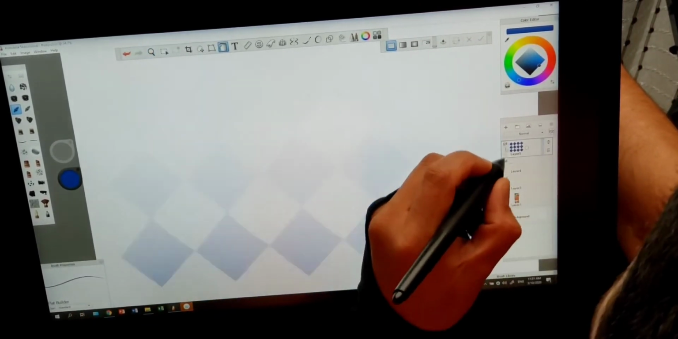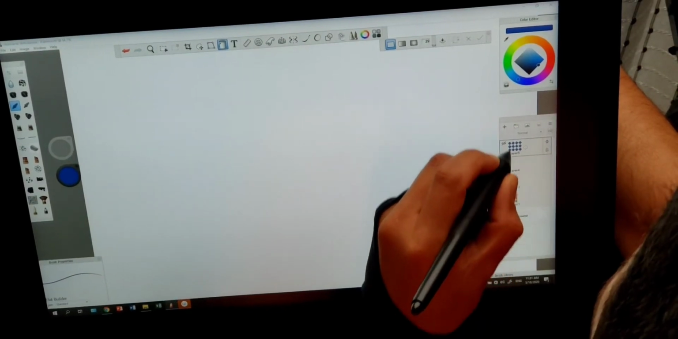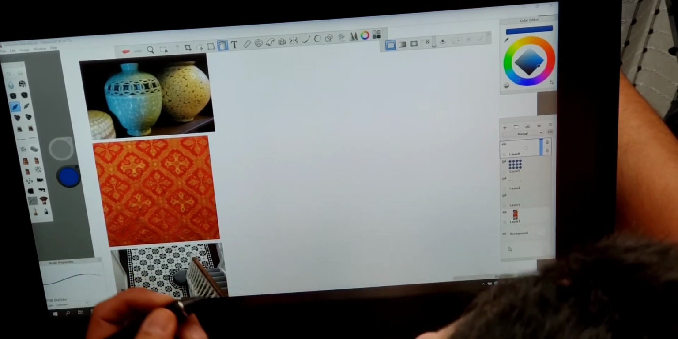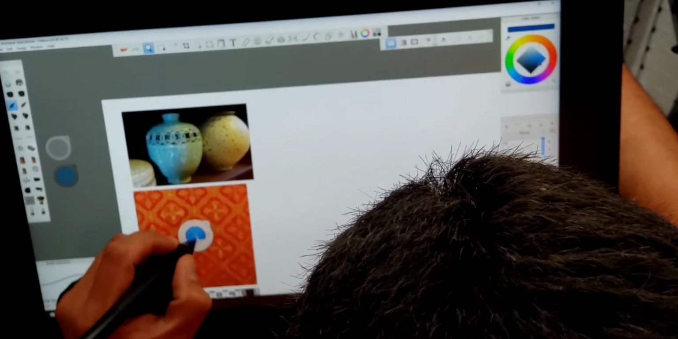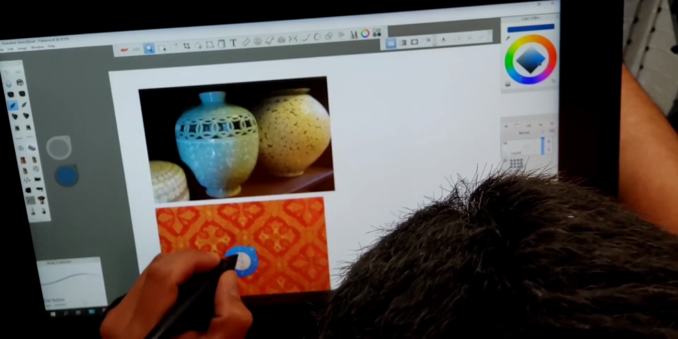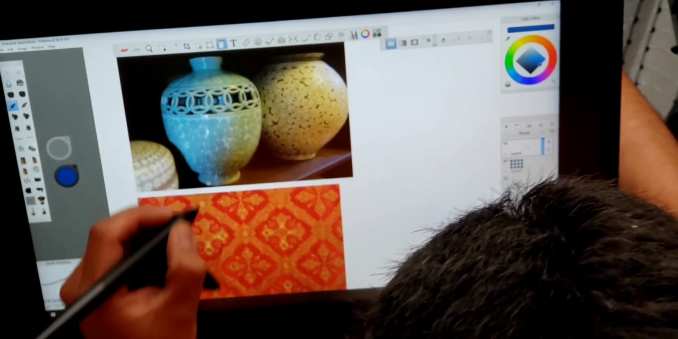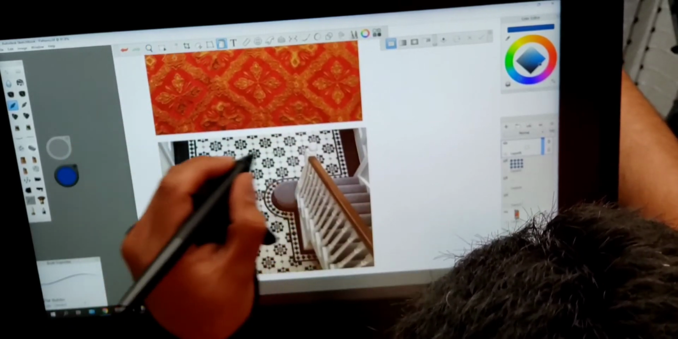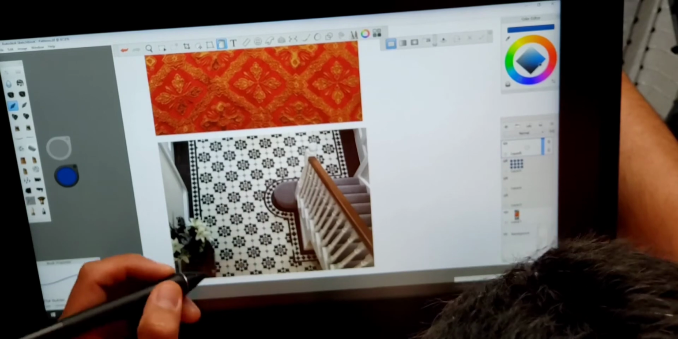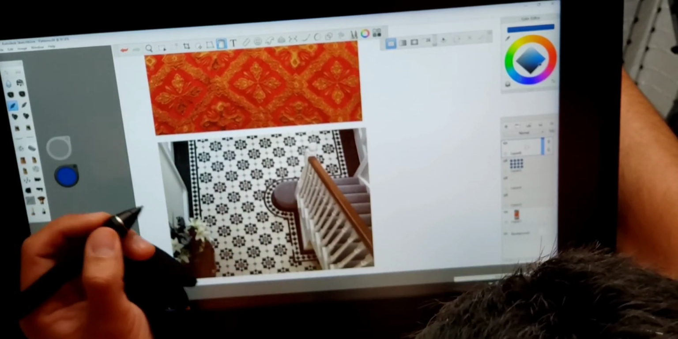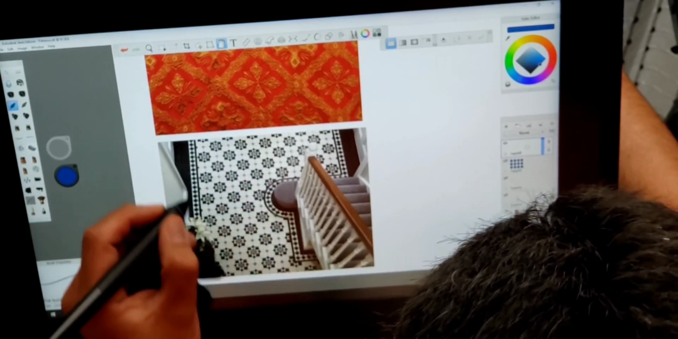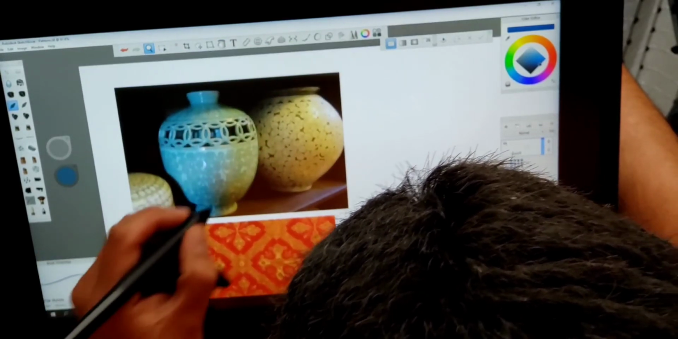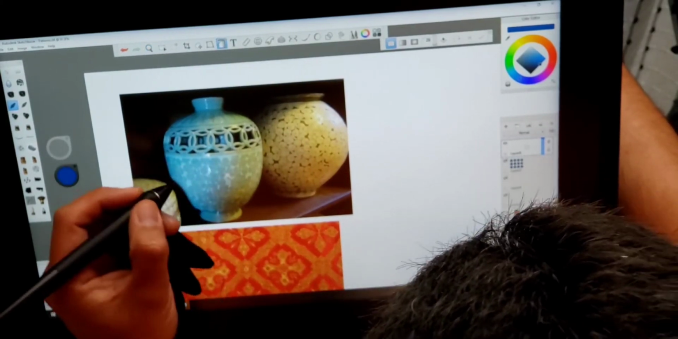Now we're going to find different patterns in different objects. So if you see over here, we have different objects. We have one vase, we have fabric, and we have a floor. So you can find patterns in different objects around the world, around your house. So for example, let's see what are the patterns that we see here.